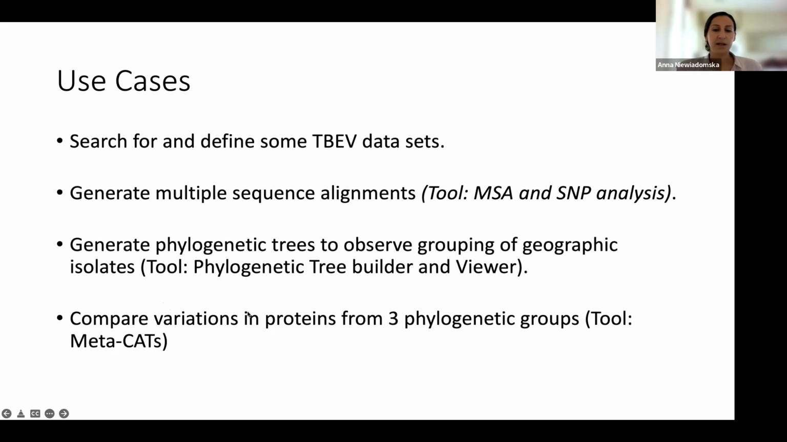And then finally, we'll try to compare variations in a specific protein, for example, between the three phylogenetic groups that I mentioned, the European, Siberian, and Far Eastern groups. And this will showcase our MetaCATS tool.